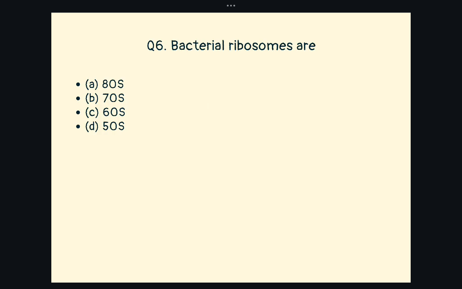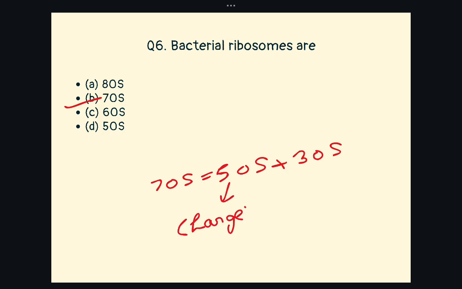Bacterial ribosomes are. The correct answer is B, that is 70S. 70S is equal to 50S plus 30S. The 50S is the large subunit and 30S is the small subunit. In eukaryotes, the ribosomes are 80S, in which the 60S is the large subunit and the 40S is the small subunit.